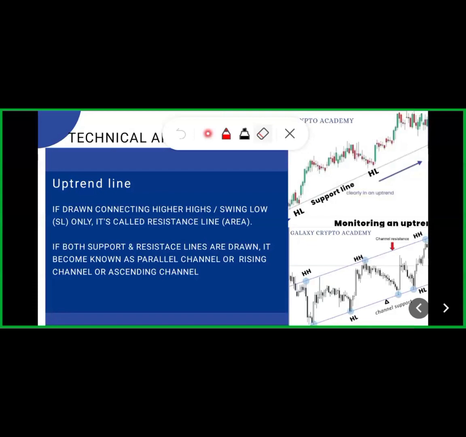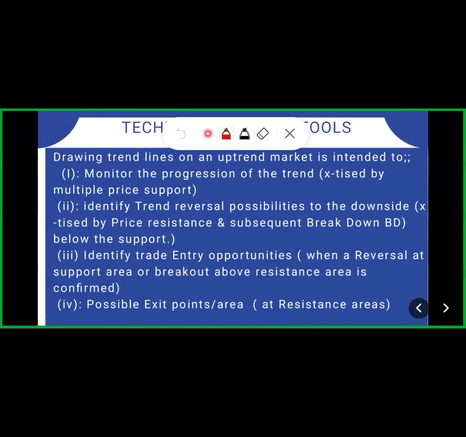Two, you can draw it as a parallel channel, which in this case you'll be drawing both support and resistance. The reason is you want to see how the price will be faring within your channel, right? How the price will be establishing a new higher high after a break of structure, and then a new higher low after being supported, in that order. Now, in general, the essence of drawing this support line has been summarized in this way. One is to monitor the progression of the trend, right? You want to monitor how the trend is progressing to the upside.